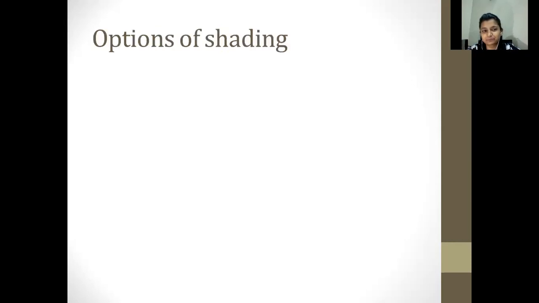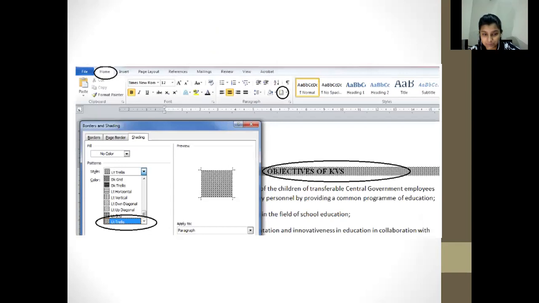Excellent. So what are the options of shading? Like we have done about the background shading, background color, and we also talked about the color in shading. What do you think? There could be other options also. Let us see if there is another option. Yes, there are other options also. We have discussed the color.